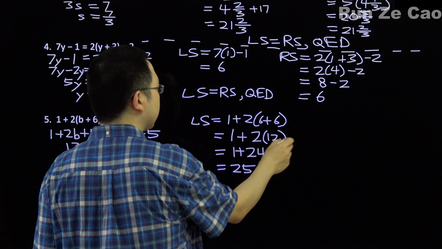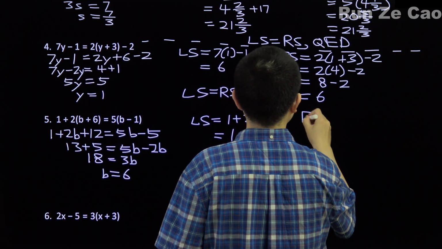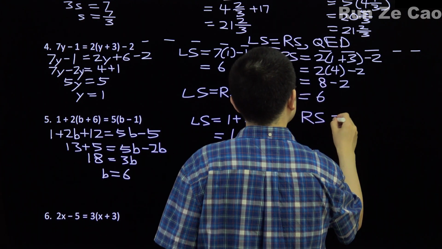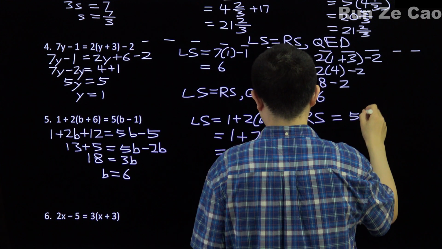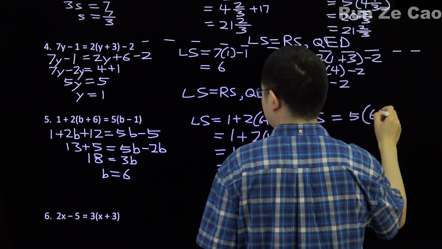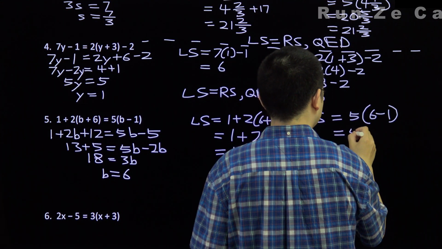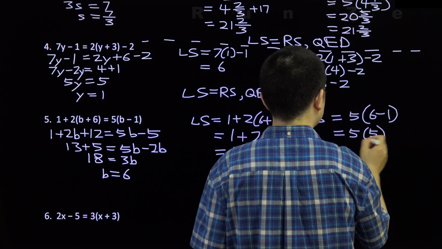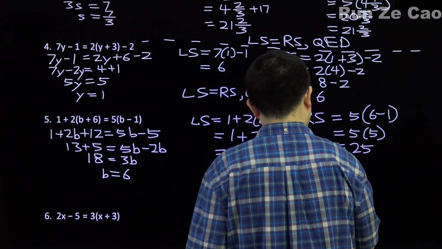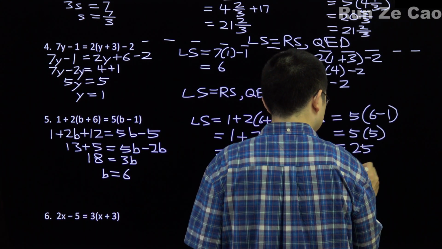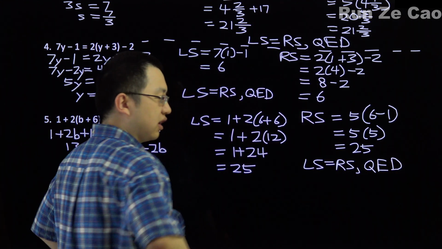Because this would be a simple multiplication and then an addition of 1, which many teachers might let you get away with not showing the individual steps. So 5 times 6 minus 1 is 5 times 5 for the right side, which is 25. So left side equals right side. Thus, quod erat demonstrandum. What is asked has been shown.